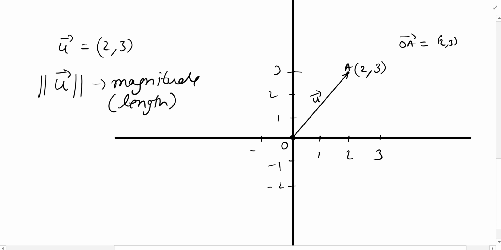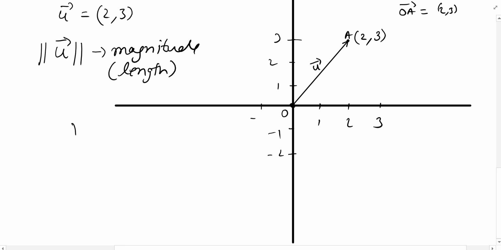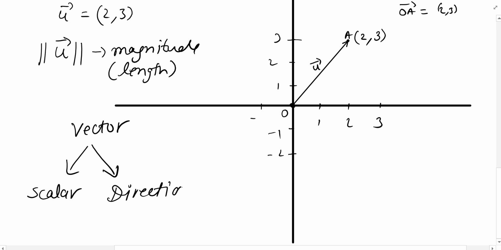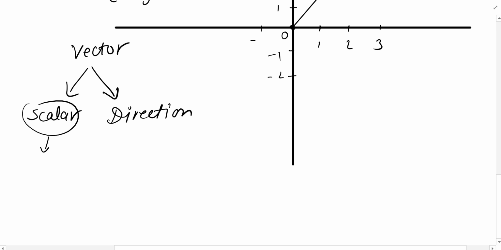So a vector has 2 properties. A vector has a scalar quantity or the magnitude, a scalar property. Scalar means just a number, and direction, right? Now what is the meaning of scalar? Scalar means, for example, just a distance, right? Now if I tell you that Masonville is 3 kilometers, I'm not giving you a direction, just a distance. So distance is a scalar quantity.